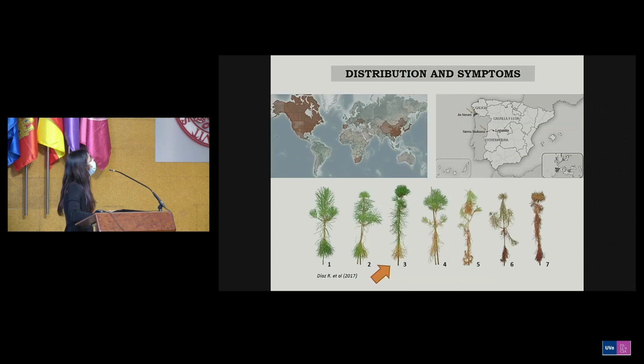About the distribution, this disease affects North America, Asia, Ukraine, South Africa, and Portugal. And nowadays it is not a serious problem in our country, but it's very important to prevent it from becoming so. And about the symptoms, as we can see in the picture below, it begins with the yellowing of some of the branches, and it finishes with the death of the tree.